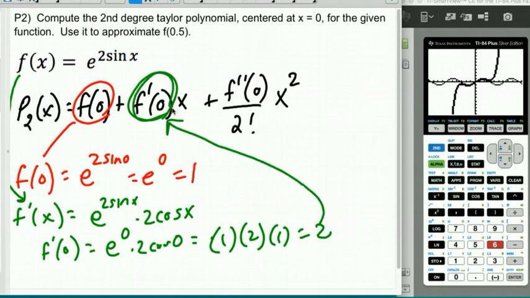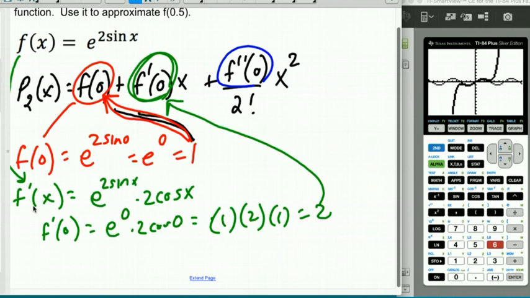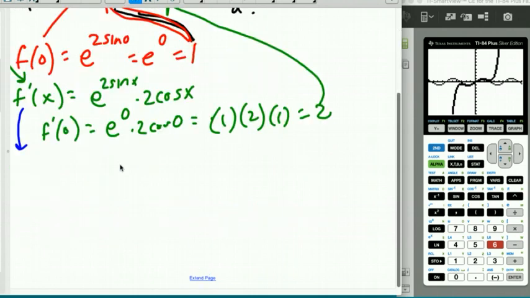Right, so we know 2 of our coefficients that we need. There we go. All right, cool. And then the last one, we need to find f double prime of 0, which again is going to involve finding f double prime, and that's going to be another product rule, right?